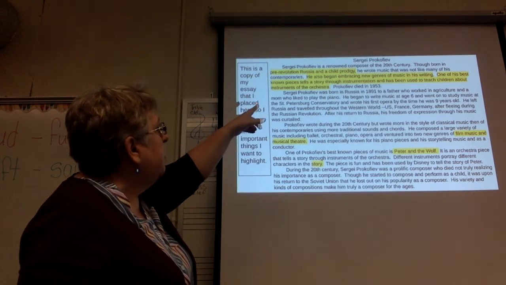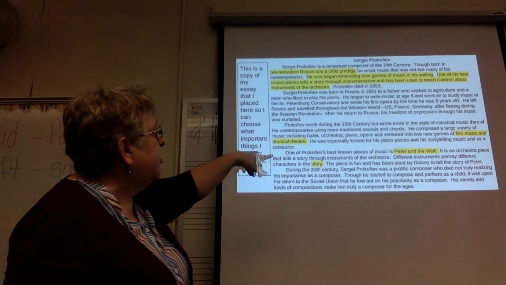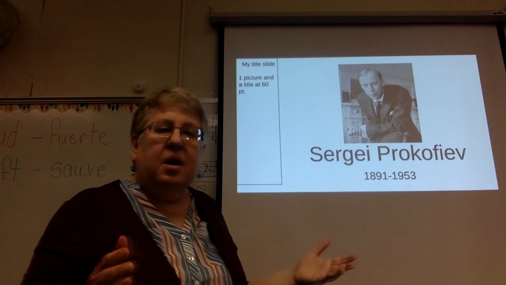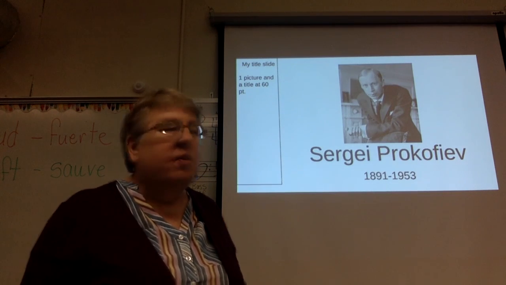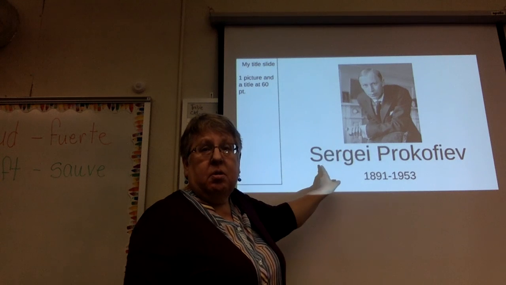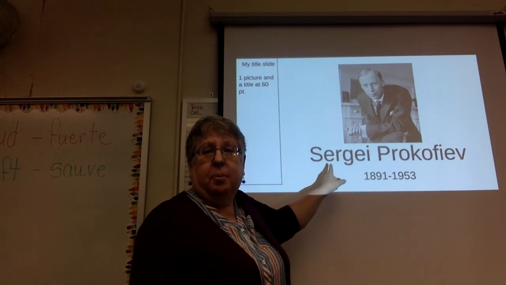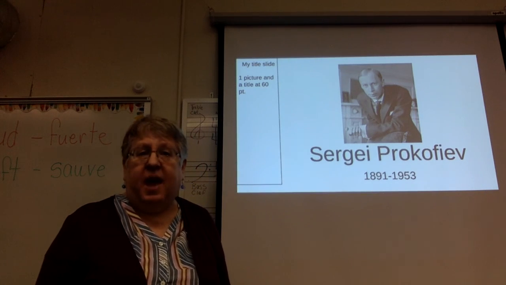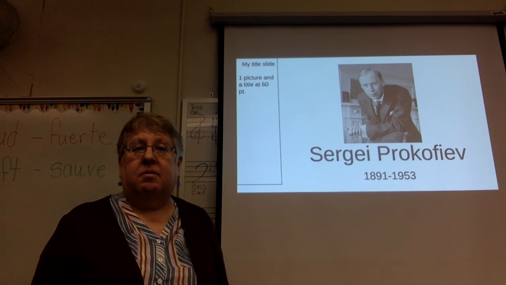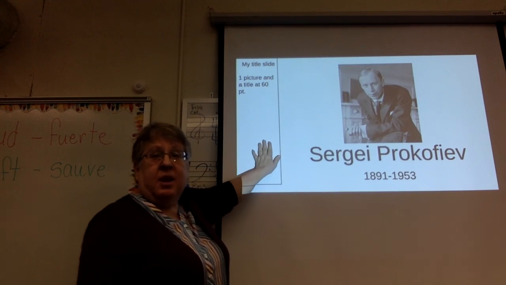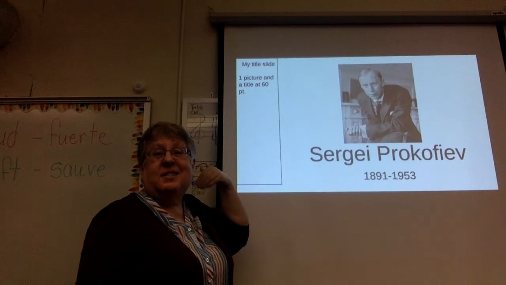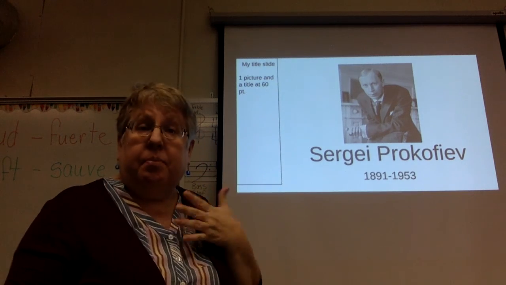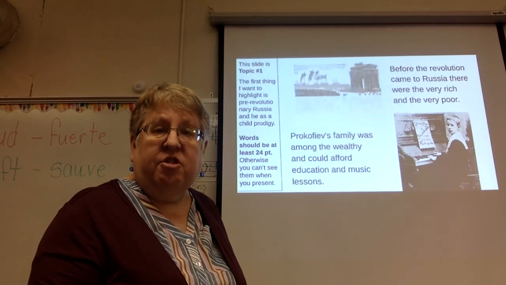So I want to put pre-revolution Russia, and he was a child prodigy. He liked musical theater and film music, all sorts of things. Here's my title slide. You'll see that I have a single picture, his name in at least 60 point, and then the dates that he lived. I don't need to say anything more than that. That tells it right there, okay? This box right here is an instructional box. It's not meant to be there. It's just to help you out as you look at my slideshow.